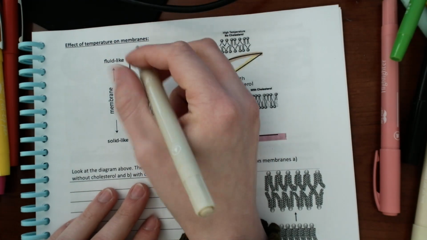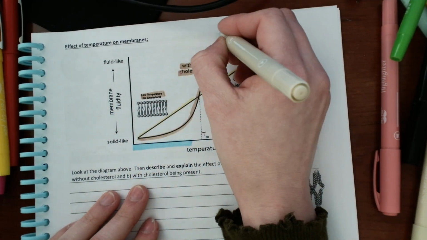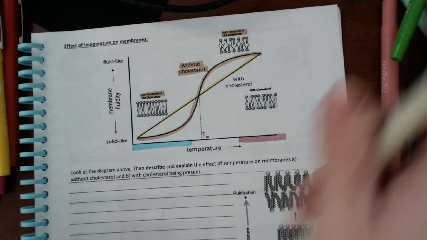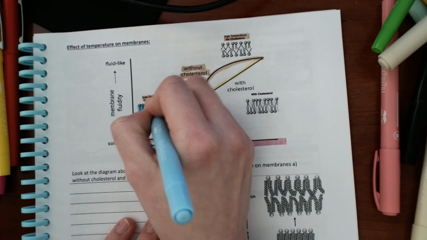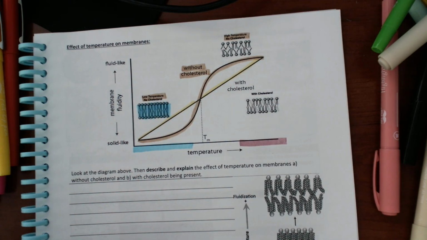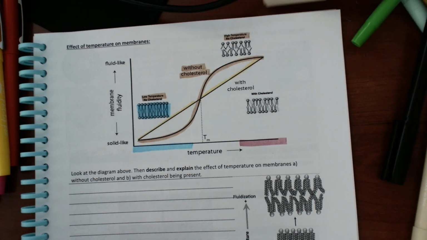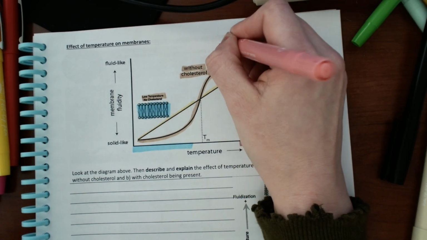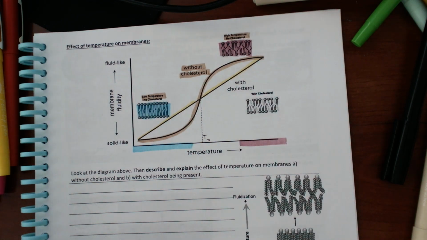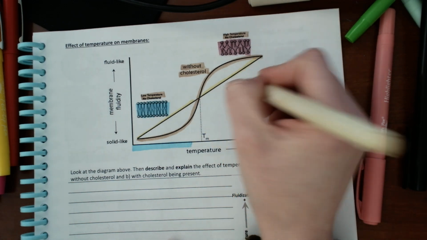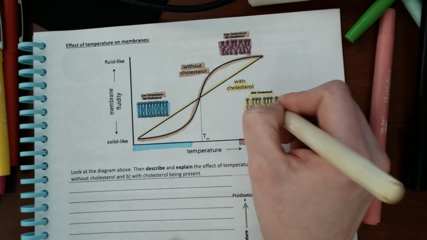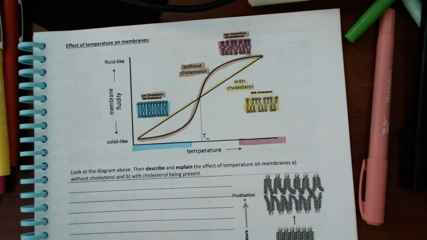Oh, shoot. Low temperature, no cholesterol. High temperature, no cholesterol. It's low temperature, so we'll make it blue. It's high temperature, so we'll make it as close to red as I have currently. RIP my red one, I really don't know where it went. And then with cholesterol, at any of the temperatures, she's beautiful, gorgeous, she's golden. We love her.